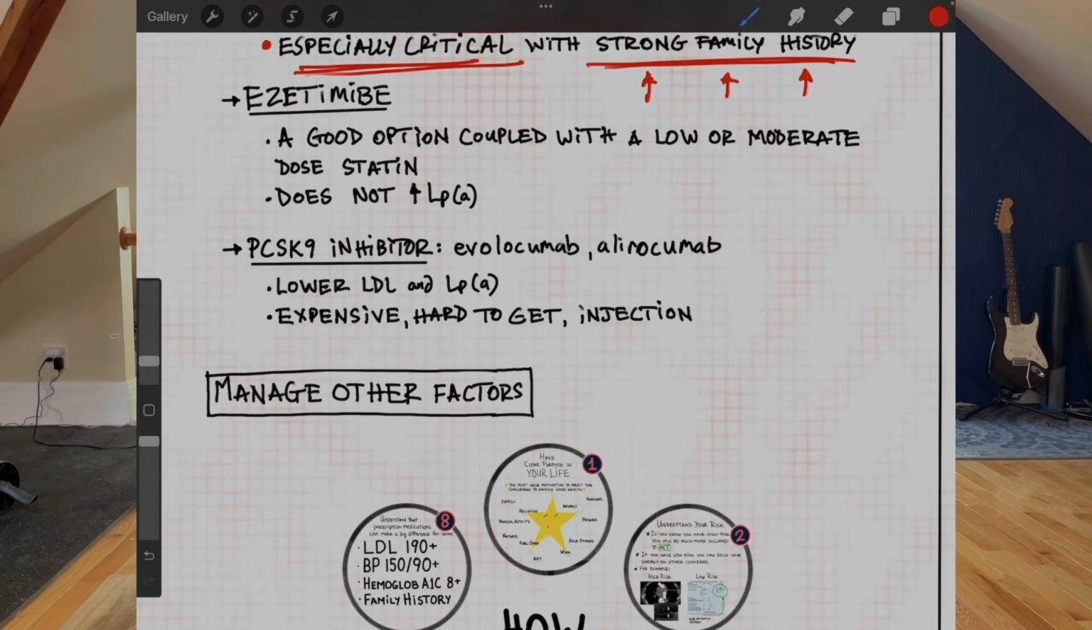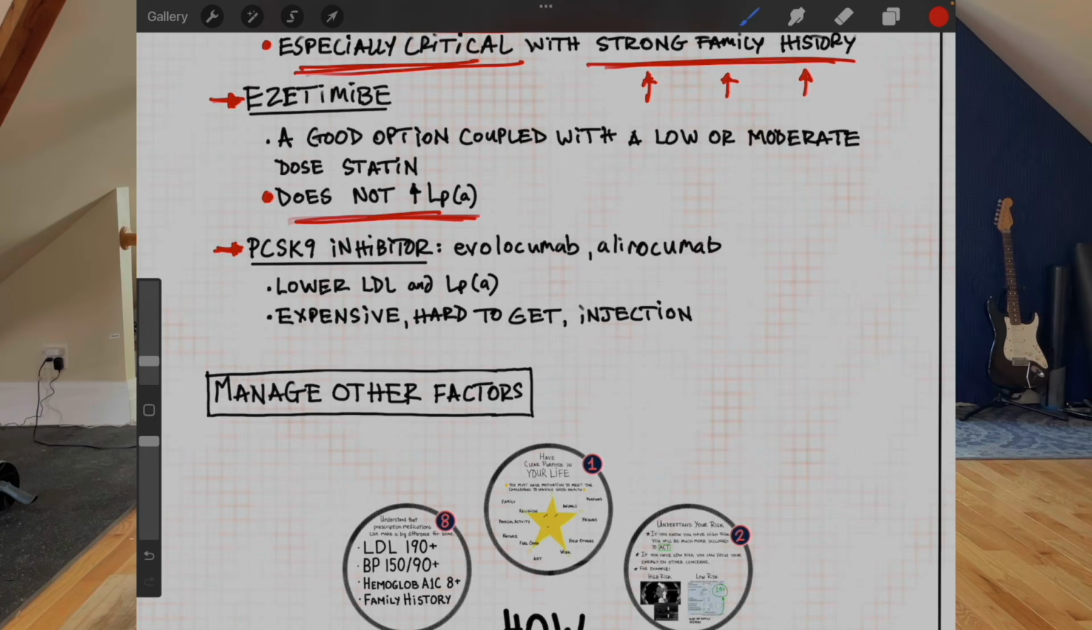Other choices for treatment include ezetimibe, that treats the LDL. It does not increase the lipoprotein(a), and it's a good option when you combine it with a lower to moderate dose statin. So, for example, rosuvastatin 10 milligrams per day, ezetimibe 10 milligrams per day. That's a nice combination. There's a lot of LDL lowering with that and a lot of reduction in risk.